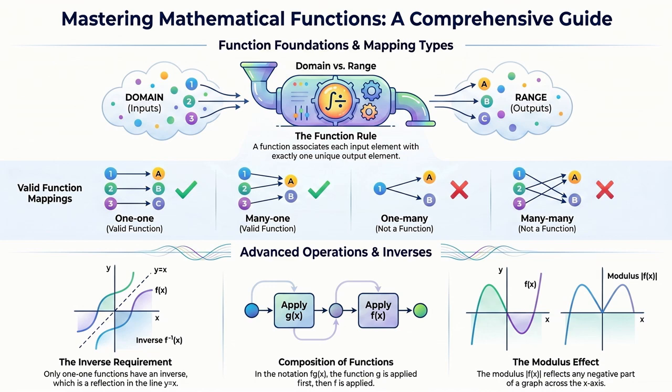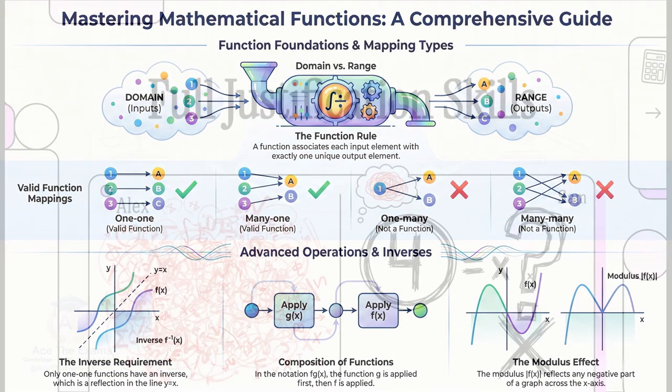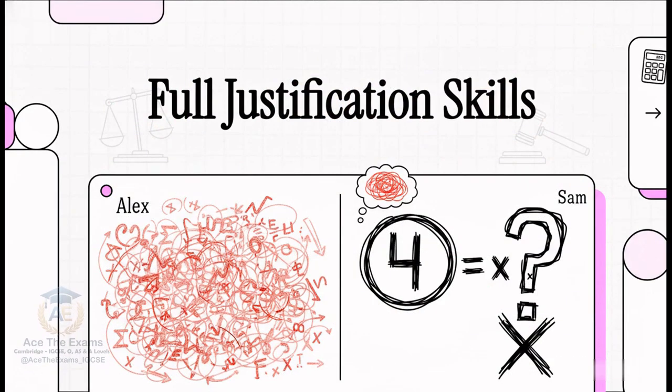Welcome back, everyone, to another explainer. Today, we're getting into the absolute core of Cambridge Additional Mathematics. We're specifically focusing on syllabus code 0606. But listen, if you're taking 0580, 4024, 4037, or even 4040, do not go anywhere because these principles apply straight across the board.